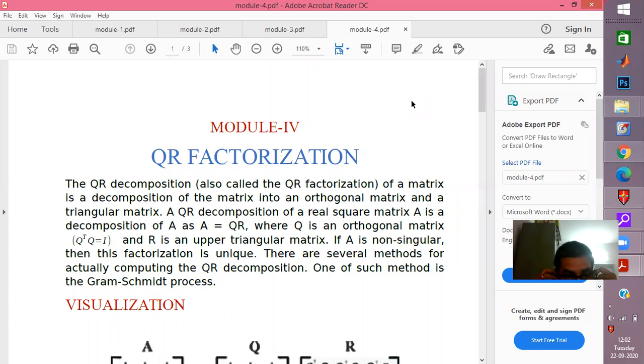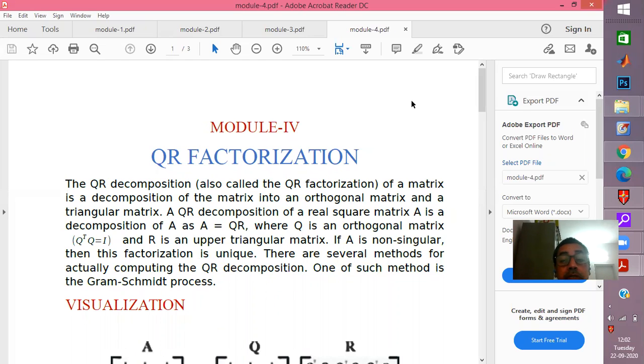Welcome to this lecture on QR factorization. This is a very popular factorization technique, and the utility of this method is that it works even on rectangular matrices. So let's look into what exactly QR factorization is all about and what the conditions on the matrix are in order to permit QR factorization.